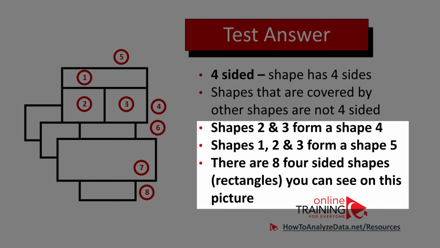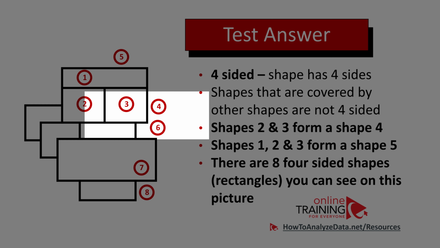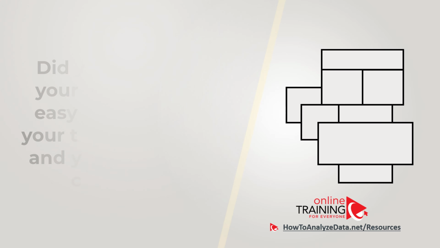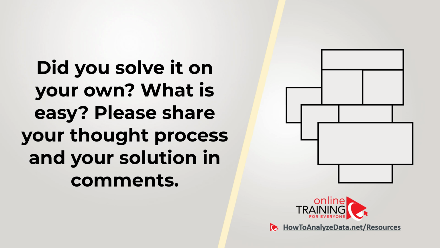Let's look at inside shapes that form another shape. Shapes 2 and 3 form shape 4, and shapes 1, 2, and 3 form shape 5. Now, was it easy to solve for you? Do you see any shapes we might have missed? Please share your thoughts in the comment section of this video.